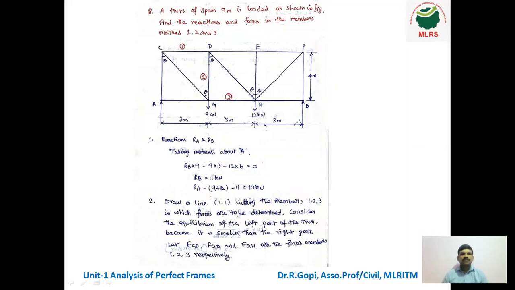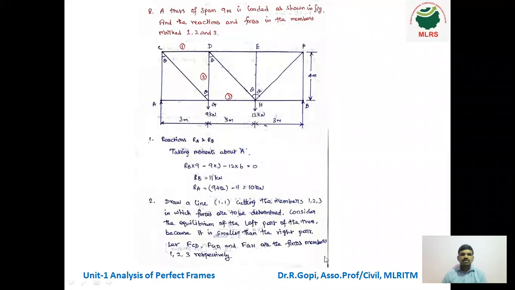So what is the first step? Find out the reactions. This reaction we already calculated in the previous case. Taking moments, RB into 9 is equal to 9 into 3 plus 12 into 6. From that, RB is 11 kilonewton, so RA is equal to 10 kilonewton. So this is the first step, as usual the same.